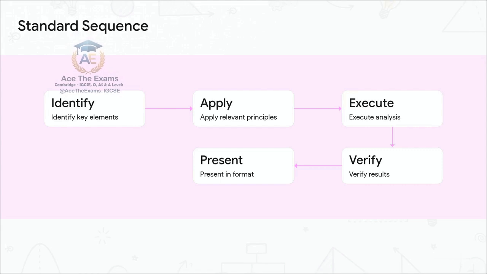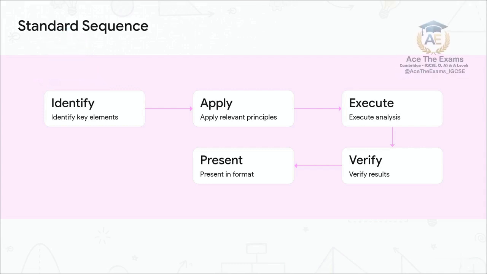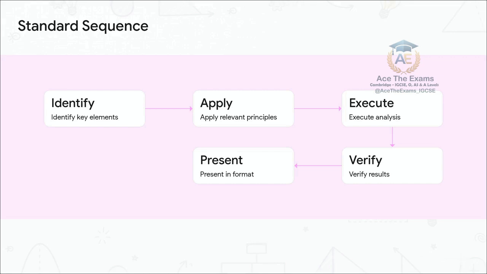Step 4, verify results. Does this derivative actually make sense logically? And Step 5, present in appropriate format. Use the correct notation like dy by dx. Imagine a complex scenario, modeling population growth using p equals 5,000 times e to the power of 0.2t. Applying this exact 5-step framework completely eliminates the panic. You just systematically process the data, derive the function step by step, and extract those marks securely.